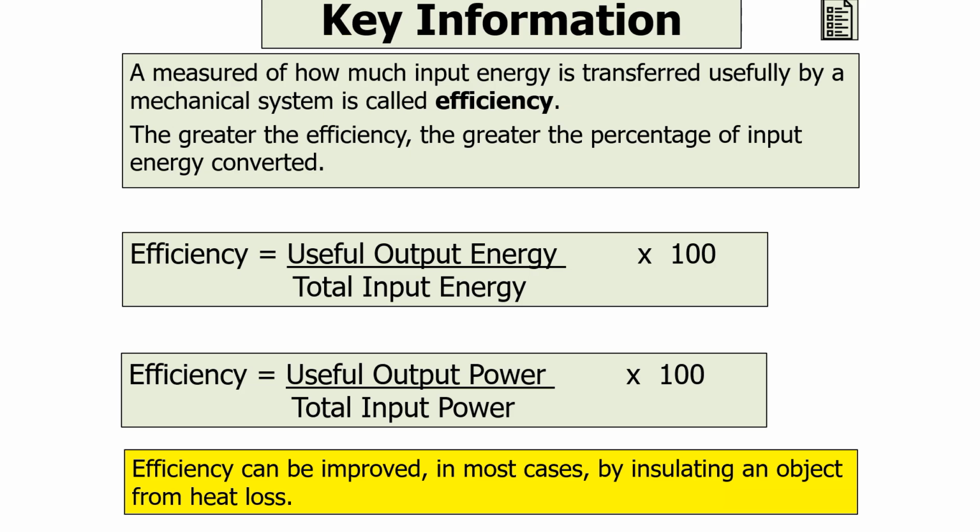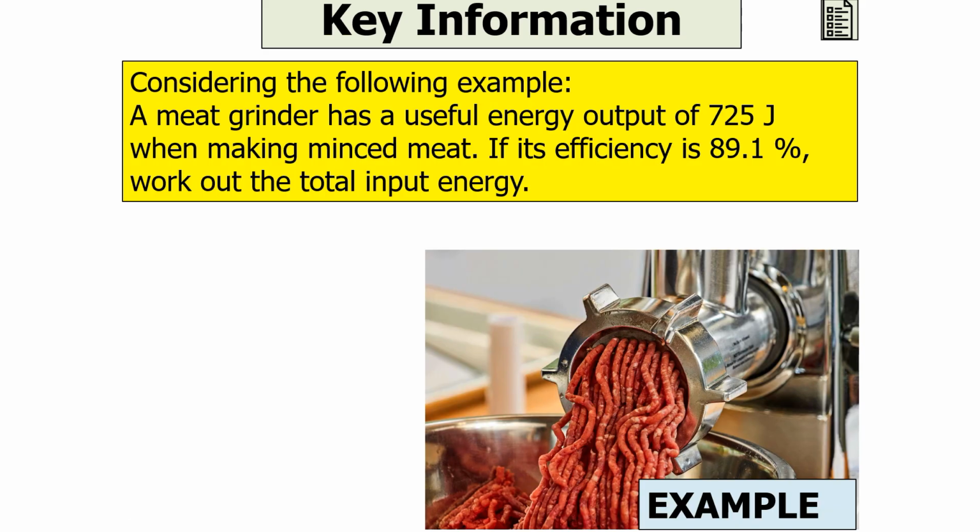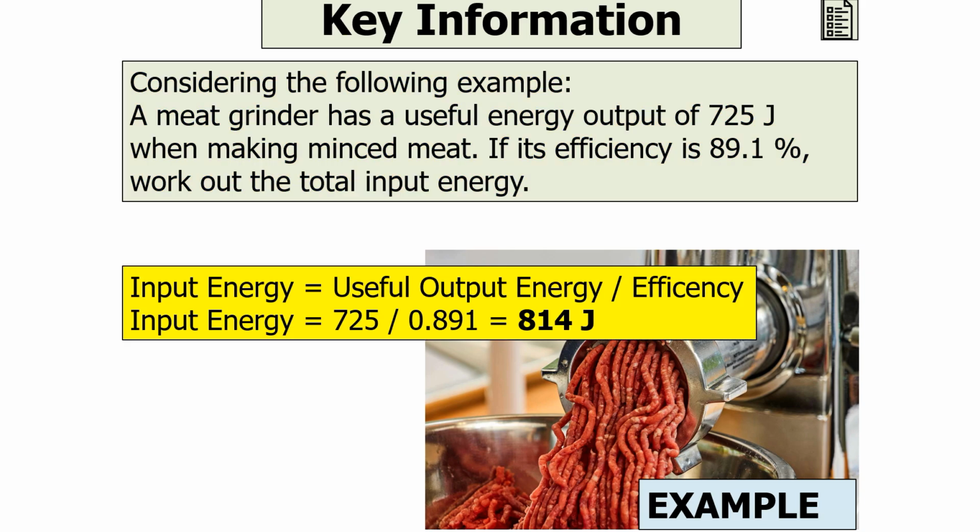So let's look at an example calculation. Consider the following. A meat grinder has a useful energy output of 725 joules when making mincemeat. If its efficiency is 89.1%, work out the total input energy. So we know that if efficiency is equal to the useful output energy divided by the total input energy, well, therefore the input energy is equal to the useful output energy over efficiency. So it's 725 over 0.891. We've converted our percentage into a decimal. So therefore it equals 814 joules.